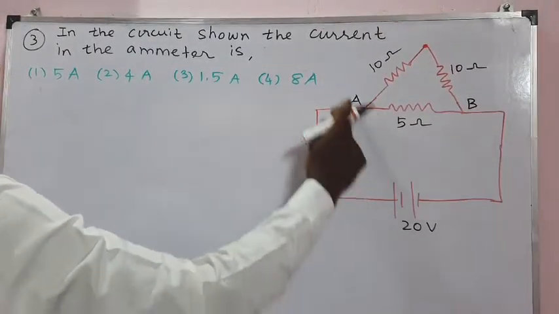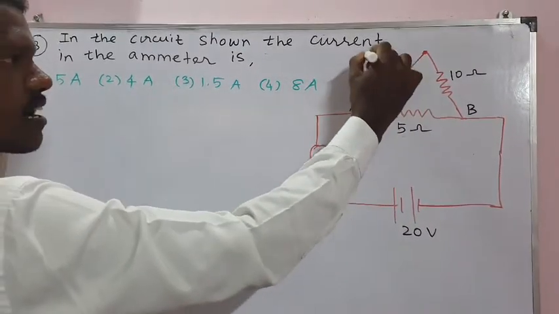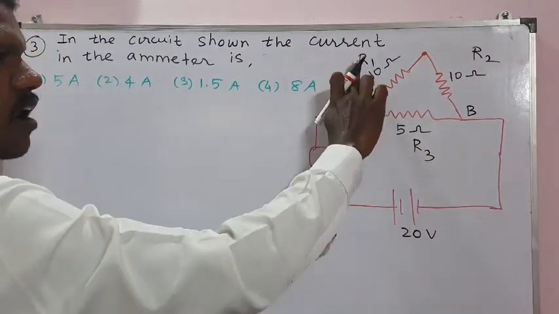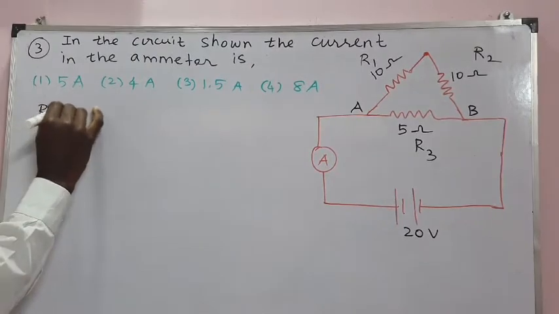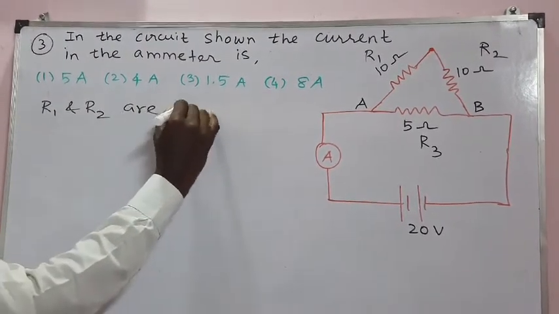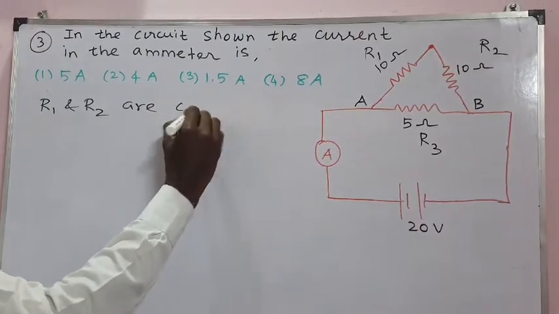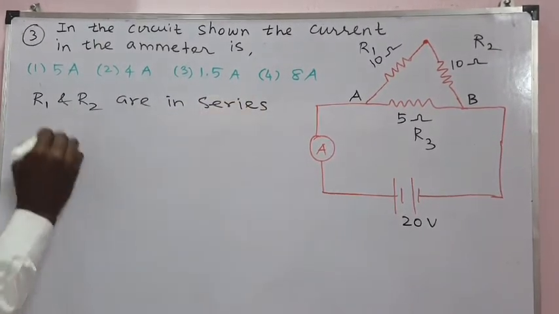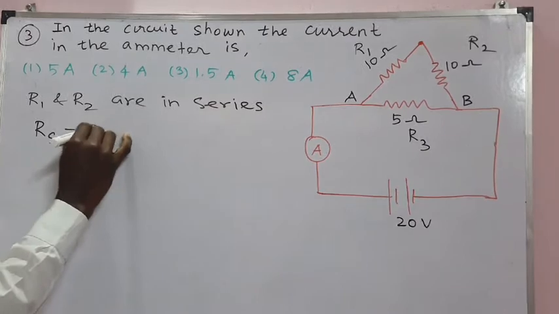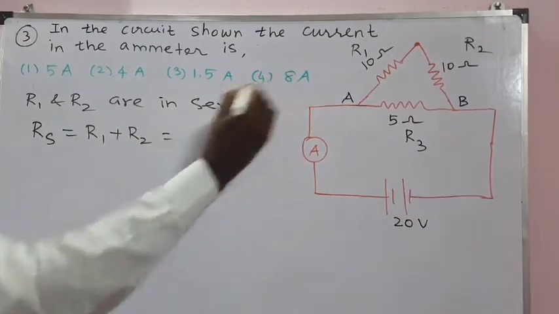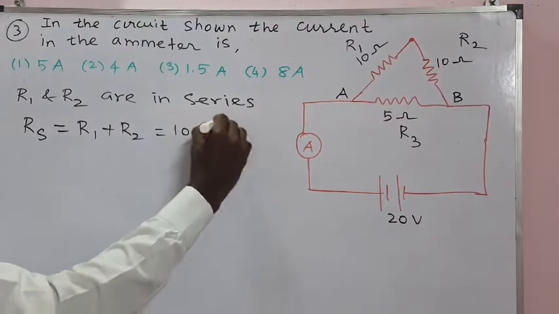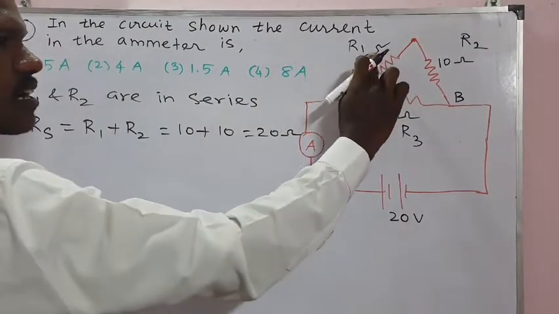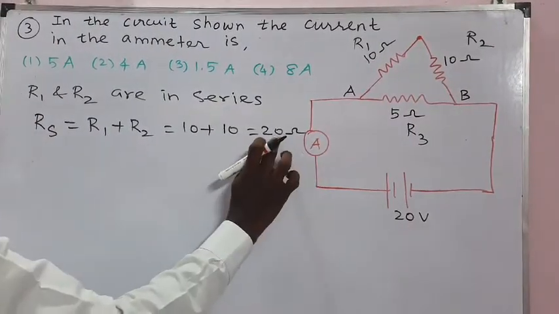So we simplify this circuit. Let's take this as R1, this resistance as R2, and this is R3. R1 and R2 are connected in series. So in series, RS is equal to R1 plus R2. So 10 ohm plus 10 ohm is equal to 20 ohm. This is the value of RS. So we have converted these two resistances into one resistance of 20 ohm.